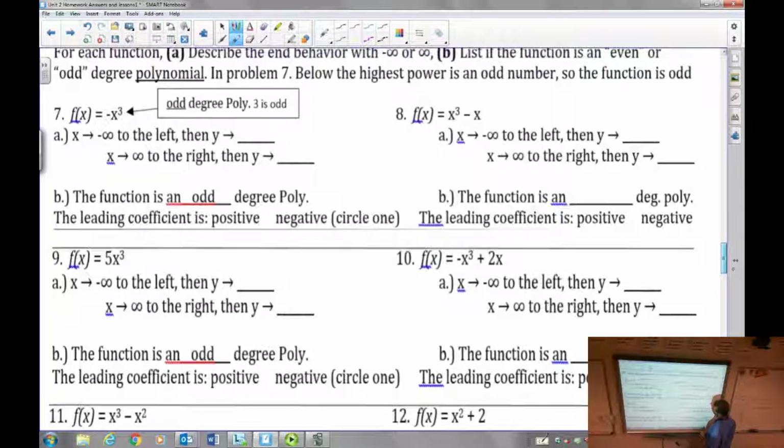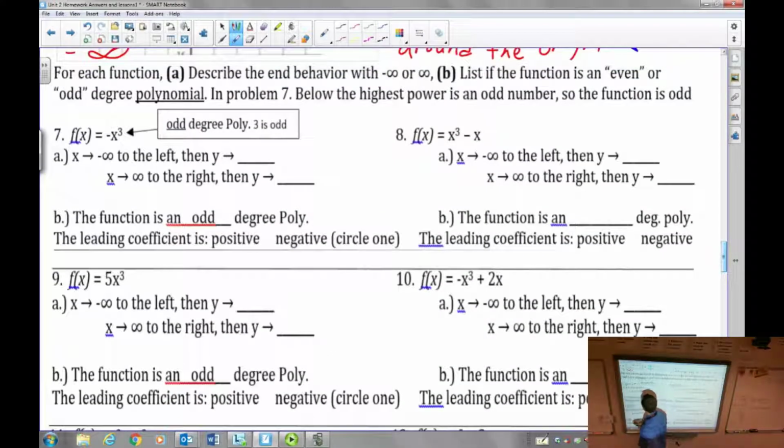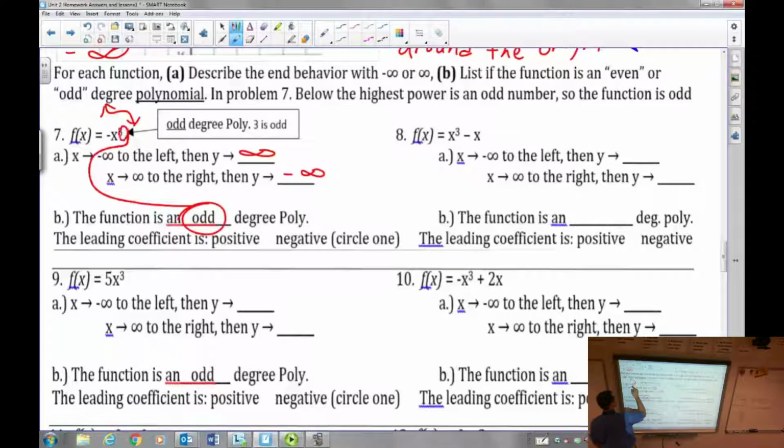You'll see how easy this homework assignment is. Describe the end behavior. Ooh, so a negative x cubed would be something like we just showed on the calculator. So going to the left would be positive, this direction. Going to the right would be negative, this direction, negative infinity. Good. The function is odd because of the odd degree polynomial power, which is 3. And the leading coefficient, can you see it right there? It's a negative leading coefficient. And so we'll circle negative because it's a negative leading coefficient.